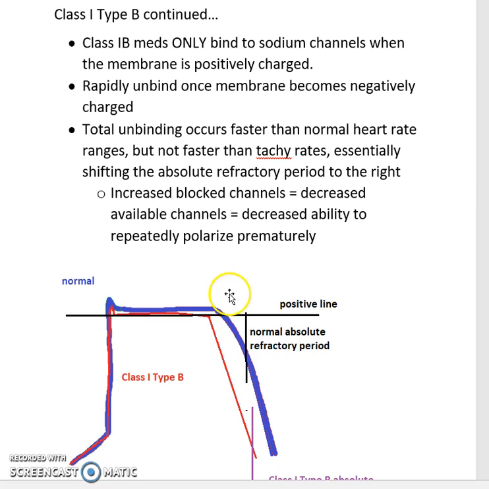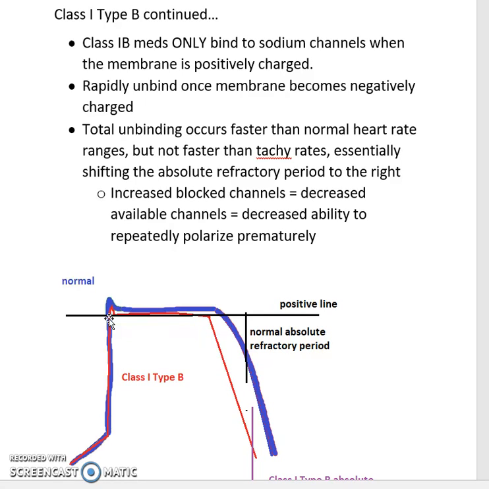So how does this work? Well, the class B meds only bind to sodium channels when the membrane is positively charged, which is anything above this line. When you first introduce the med, anything below here, it's not going to bind to sodium channels. But the medication does take some time to unbind from sodium channels. It actually does so relatively quickly.